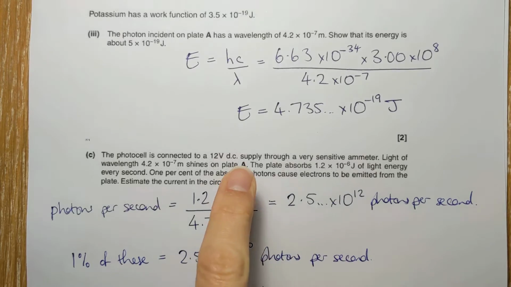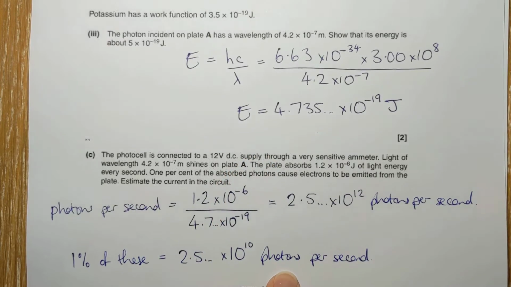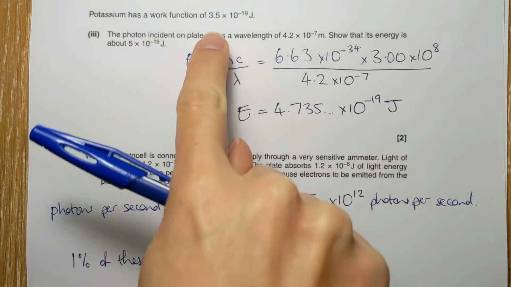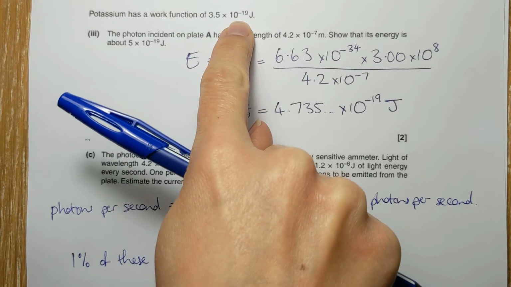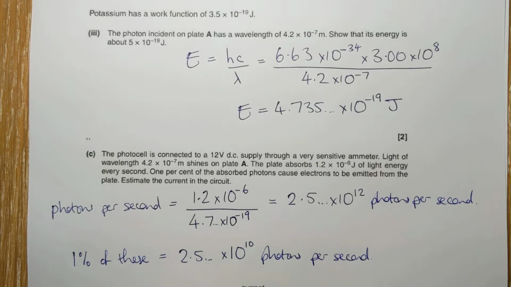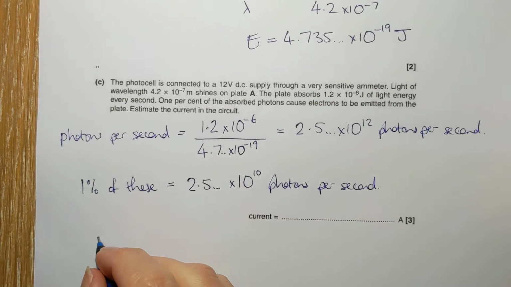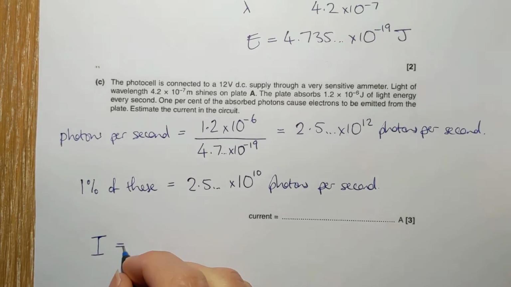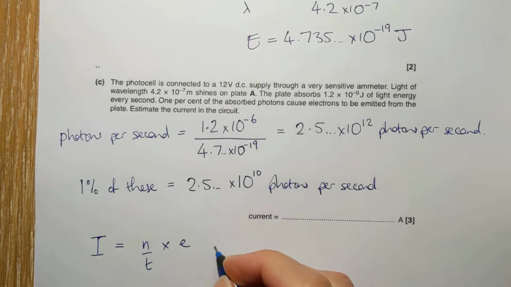Now we already know that each one of these photons is going to cause the photoemission of an electron because the energy of the photon is bigger than the work function of the metal. So each one of these photons is going to cause an electron to be emitted. So we've actually got this many electrons per second going past, and hopefully you can now see that we are home and dry because the current is going to be the number of electrons per second times the charge of one electron, and then we'll get the charge per second.